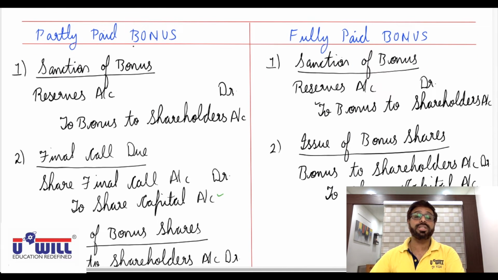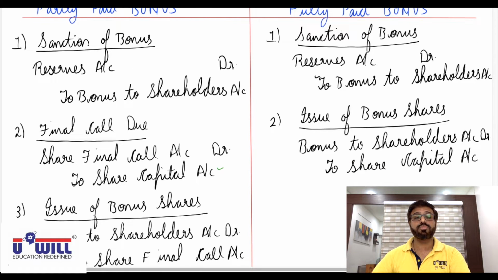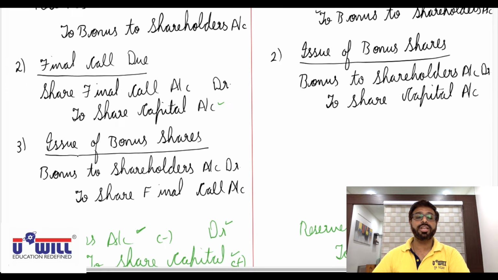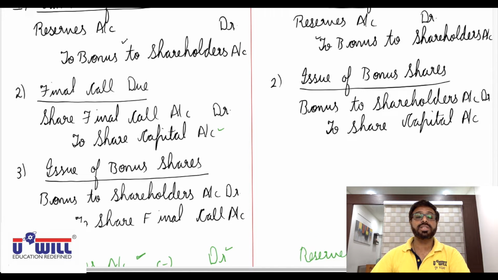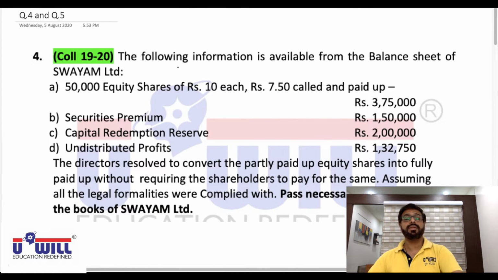And for partly paid bonus shares, 3 entries are to be passed. For sanction of bonus, reserves to bonus to shareholders. Then final call becomes due, share final call to share capital. And then for issue of bonus shares, this bonus to shareholders account you'll reverse and debit, and this final call account you'll reverse and credit. Normally the entry for receiving final call was bank to final call. Instead of bank you will debit bonus because we are not going to receive any money. Bonus is given.